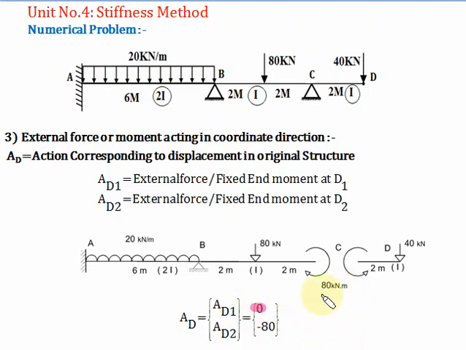At support C, due to this overhang portion, there is a moment of 80 kilonewton meter, and that is acting in the clockwise direction. So here AD2 is minus 80. After calculating the AD matrix, the next step is to calculate the ADL matrix.